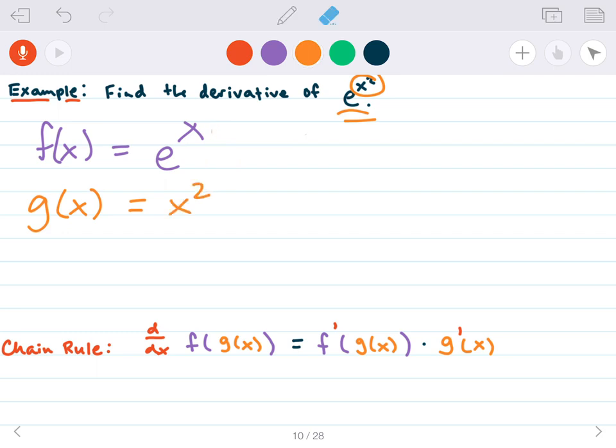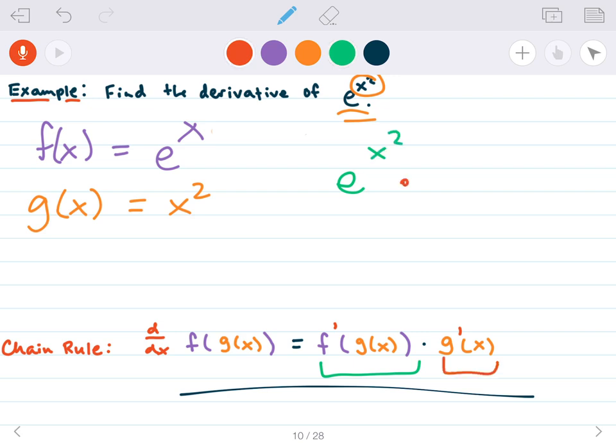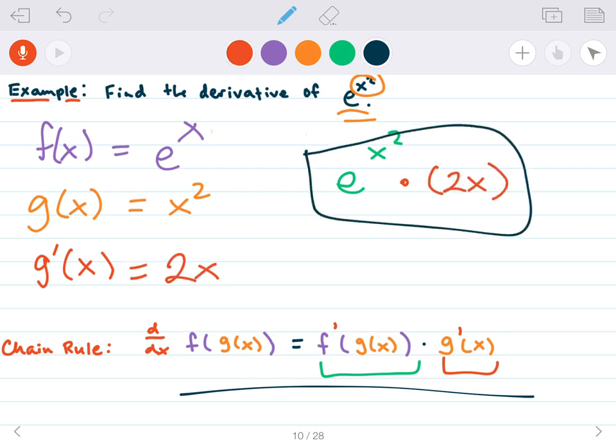So let's use the chain rule now to differentiate. This first part says take the derivative of f while sticking g into x. So the derivative of e to the x is just e to the x. But instead of putting x here, I'm going to keep my g there. That's what that first part says. Then I'm going to multiply by the second part. So the derivative of g is just going to be 2x. So I'm just multiplying this by 2x. And that is my answer.